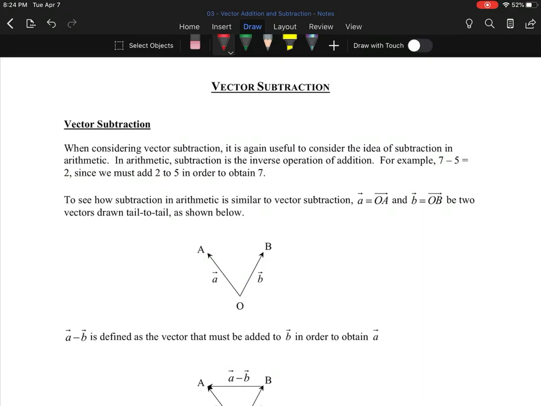Vector subtraction, a tough concept in a lot of ways. So you might have to watch this part of the video a couple times to make it clear, but the explanation I'm going to give will really explain what's happening, but you're just going to have to listen to it a couple of times for it to all become clear. So when considering vector subtraction, it's useful to consider the idea of subtraction in arithmetic. In arithmetic, subtraction is the inverse operation of addition. For example, 7 minus 5 equals 2.